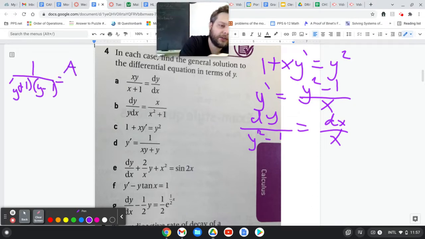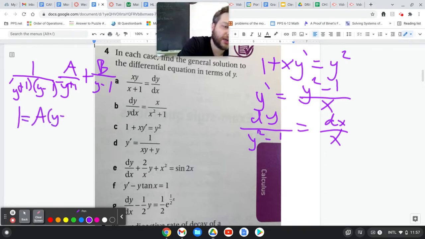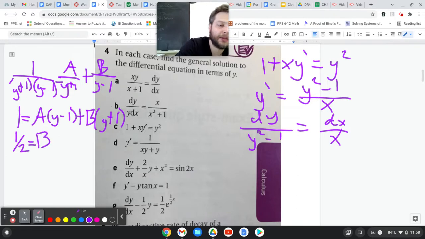And when it's factorable, you can split it in partial fraction decomposition like that. So 1 equals a times y minus 1 plus b times y plus 1. Substitute positive 1, and then you get that 1/2 is equal to b, because b was multiplied by 2. If you substitute negative 1, it cancels out the b term, and you have that negative 1/2 is equal to a.